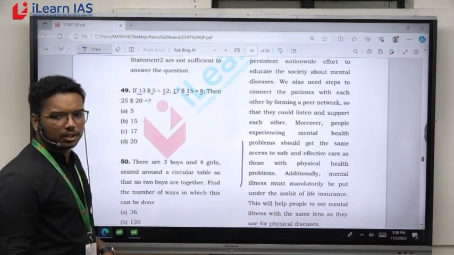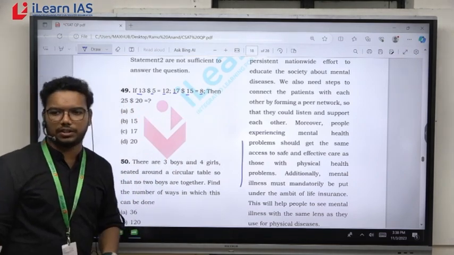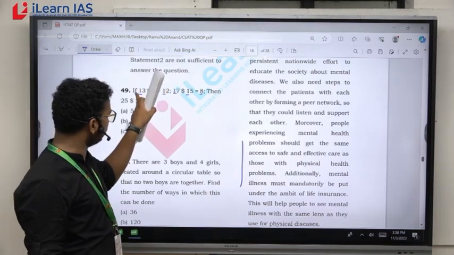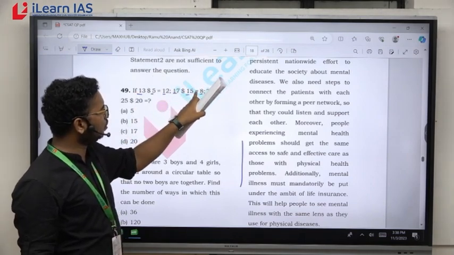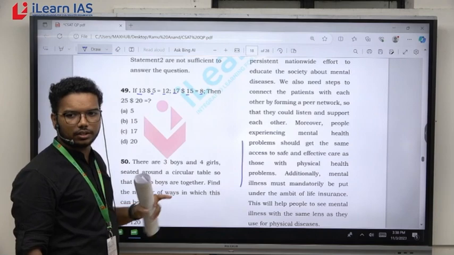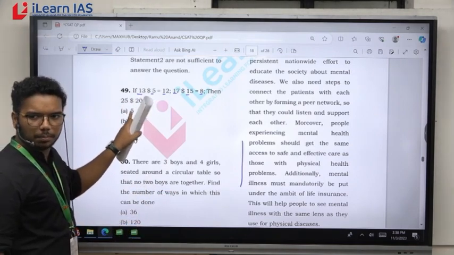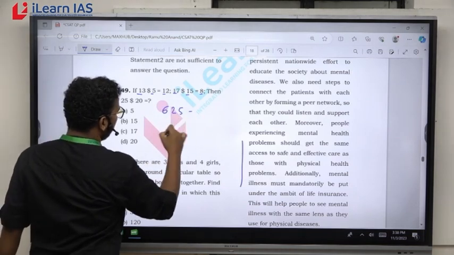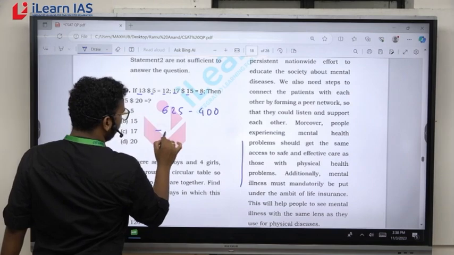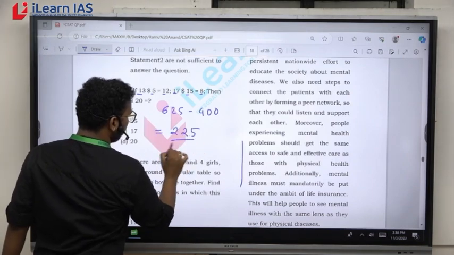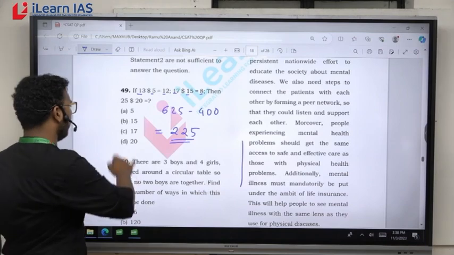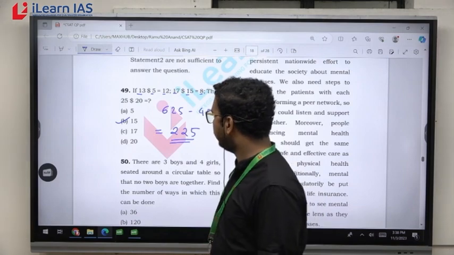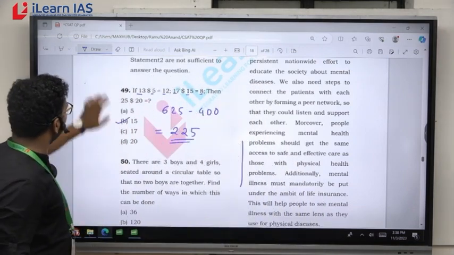What is special here? These follow Pythagorean triplets, which means 5 square plus 12 square equals 13 square, and 15 square plus 8 square equals 17 square. So what should we do? First number squared minus second number squared. 25 square is 625 minus 400 equals 225. 225 is the square of 15. So the answer is 15.